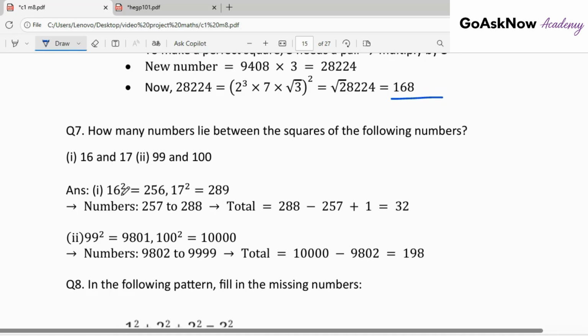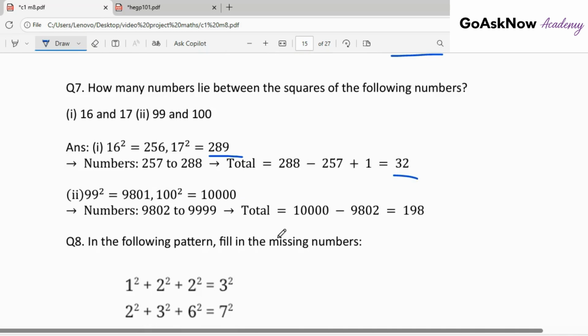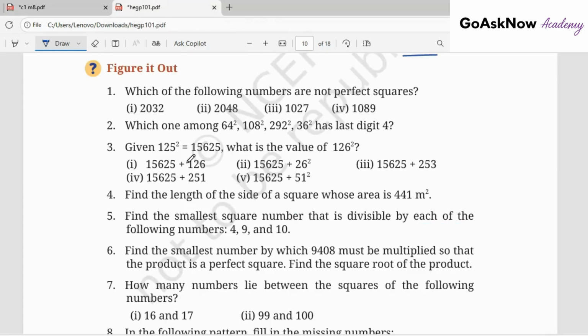Now, how many numbers lie between the squares of the following numbers? 16 and 17. 16 squared is equal to 256 and 17 squared is equal to 289. Subtracting, 288 minus 257 plus 1 is equal to 32. And 99 squared is equal to 9,801. 100 squared is equal to 10,000. Subtracting, 10,000 minus 9,802 is equal to 198. The answer is 198.